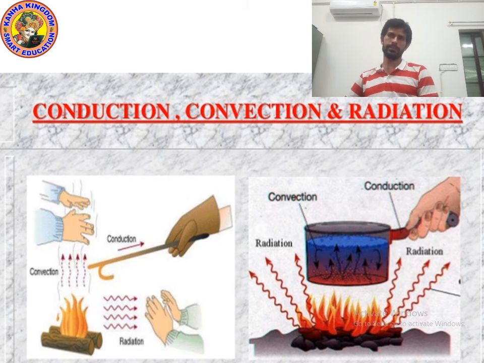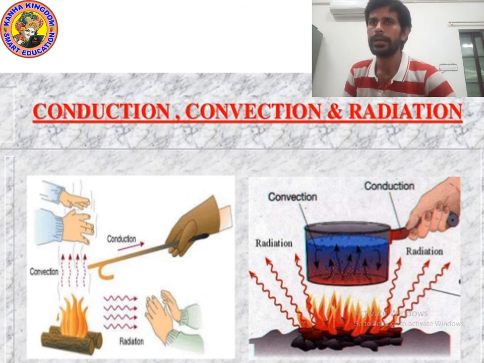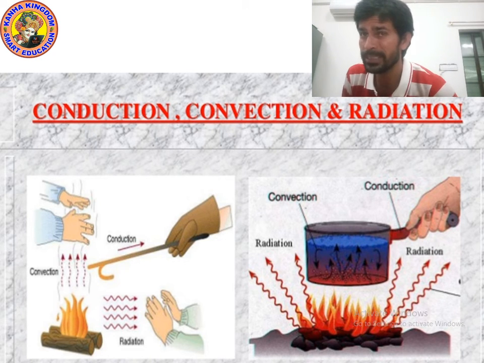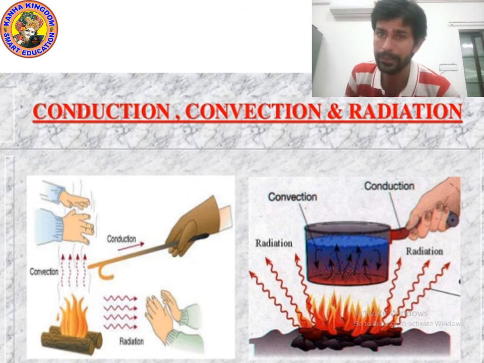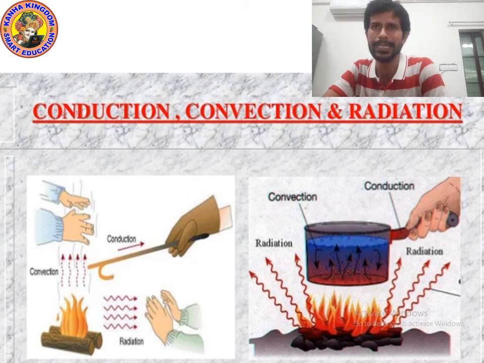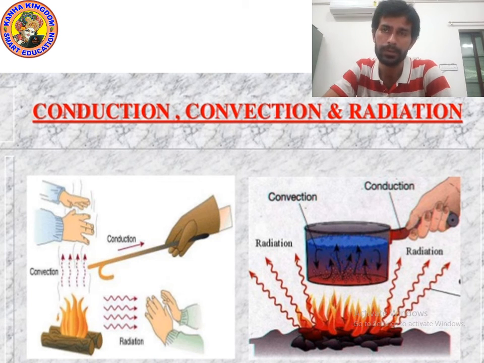Look at this picture. These two pictures are showing conduction, convection and radiation, all three. Look at the first picture: you can see fire in wood, the fire flame. You know that when air is heated, it moves up. If you keep your hand above the fire, you will feel the warmth of the gas, meaning the warmth of the air. So it is showing convection.